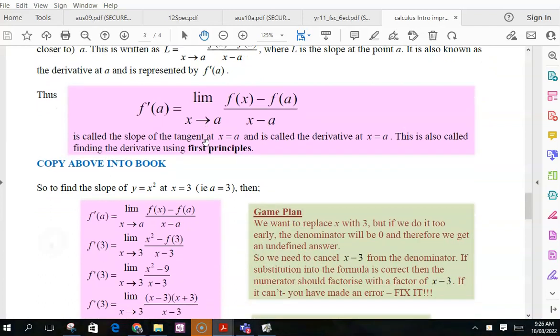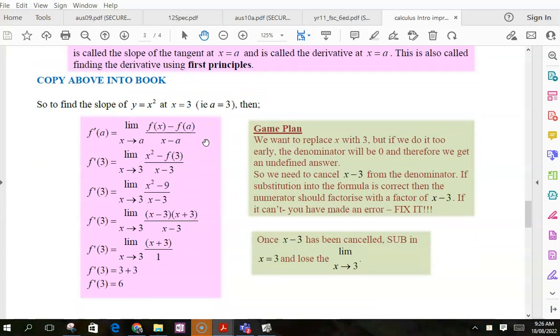So if we have a look here, we've got y equals x squared. Sorry, people at home, I have to use my pen as you don't know what I'm pointing at. Y equals x squared. We want to find the slope at 3. Now, we know it's 6. How can we prove that it is 6?